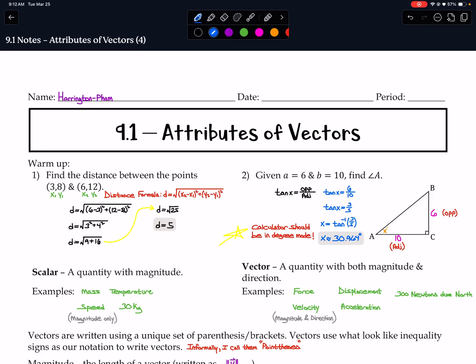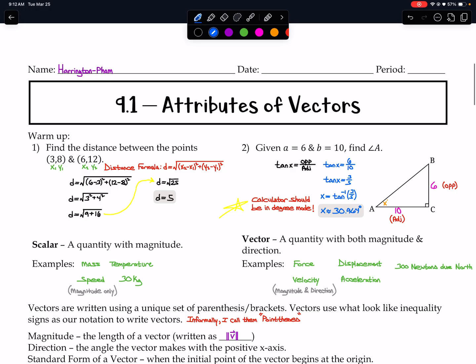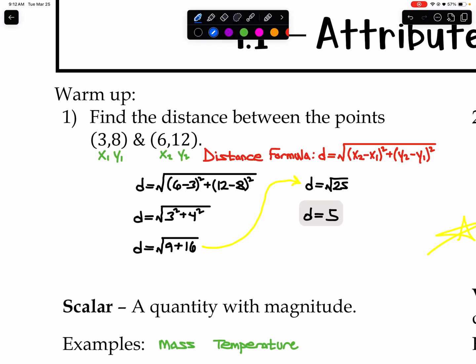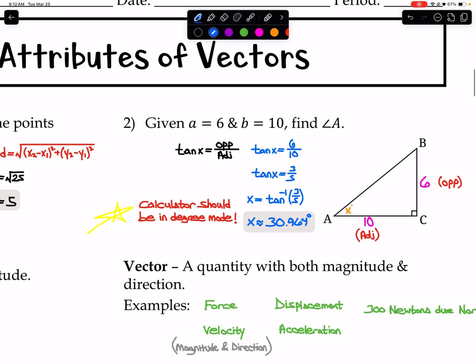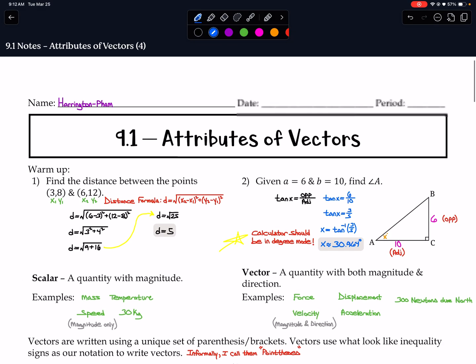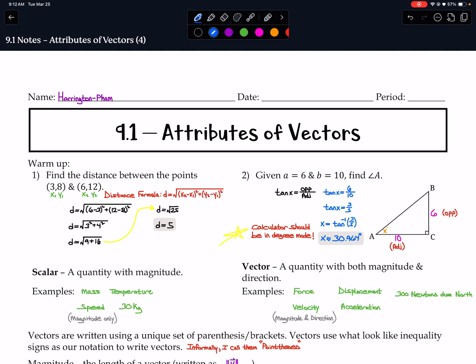Hello everyone. So with this lesson, we're going to start talking about vectors. So in your warm-up, we're going to be finding the distance between 2 points, and then we're going to be looking for a missing angle. So I went ahead and just left these filled in because I want you guys to take some time, read through it, write it down, or practice it yourself.